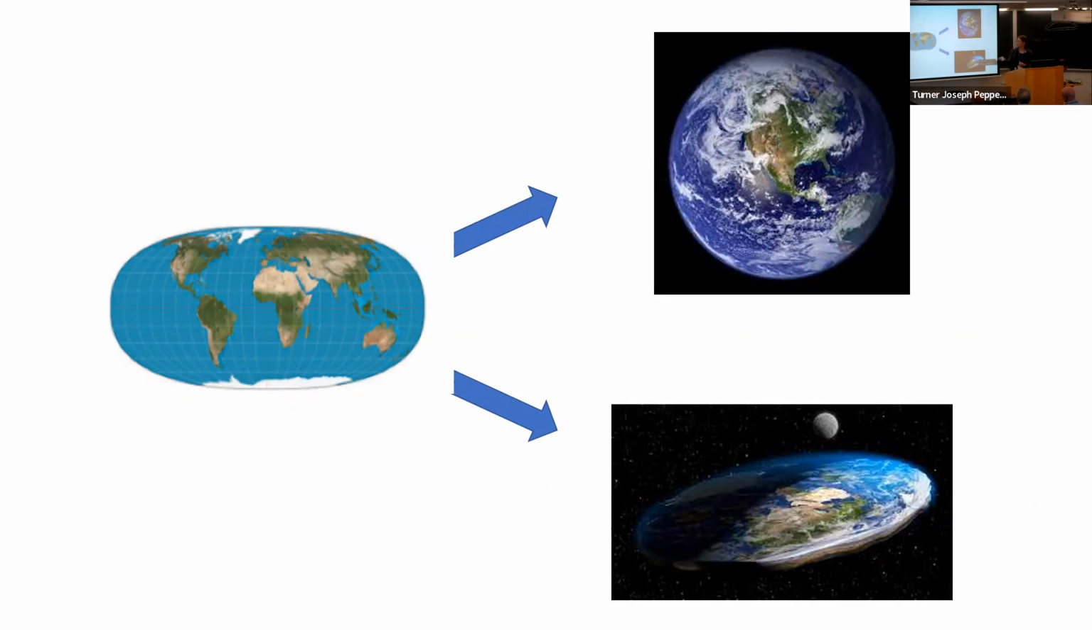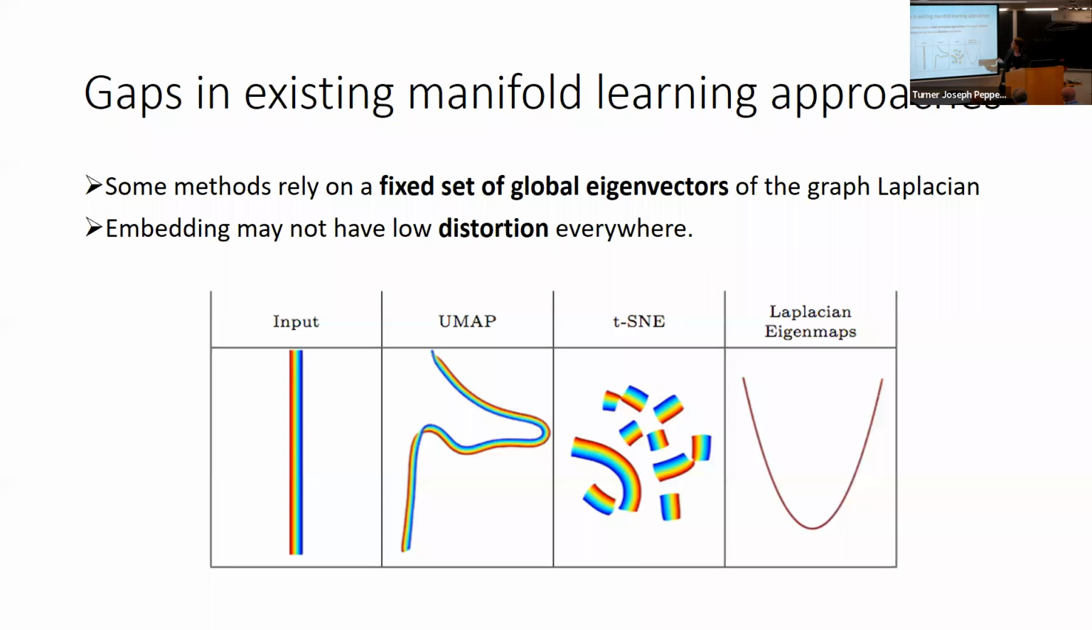So this is a problem with a lot of manifold learning techniques, is that we don't actually have an answer to this question once we visualize the data in lower dimensions. So, gaps in existing manifold learning techniques. One problem that we'll show is that you only use a fixed set of global eigenvectors, these top eigenvectors, such as with Laplacian eigenmaps. And also your embeddings might not have low distortion everywhere.